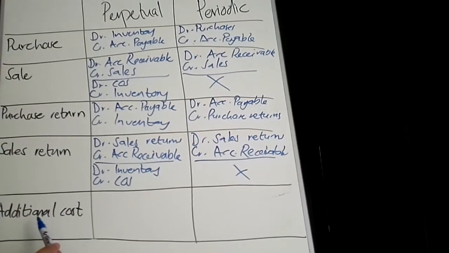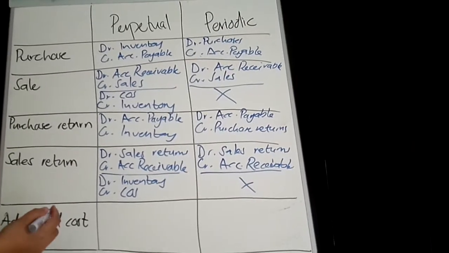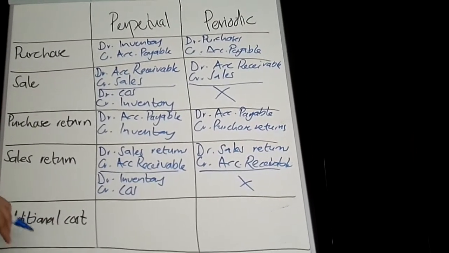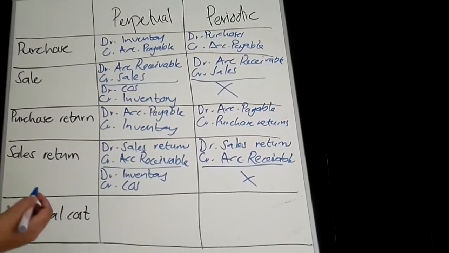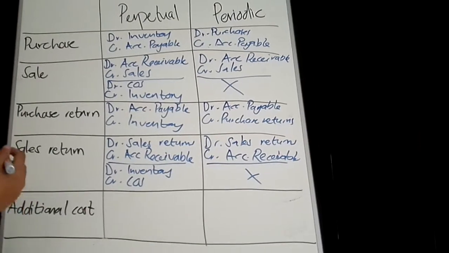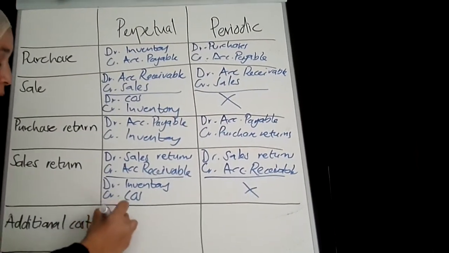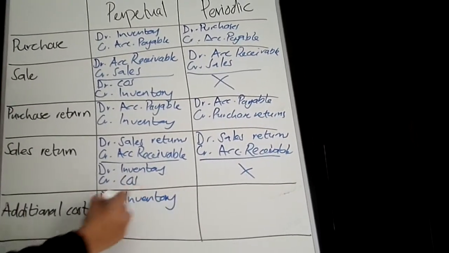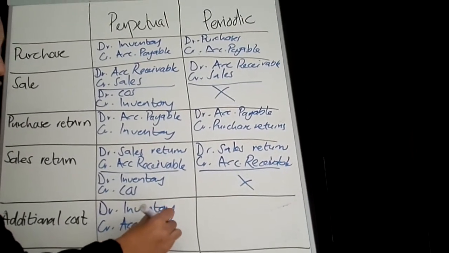The last transaction in the table is additional costs. So remember, additional costs are the costs you incur to bring the inventory to the location and condition as you intended. So additional cost example would be import duties or transport on inventory, any carriage or railage, etc. So if you're using the perpetual method, we say we capitalize those costs to inventory directly. So you'll debit inventory and you'll credit accounts payable or bank depending on how you have purchased it.